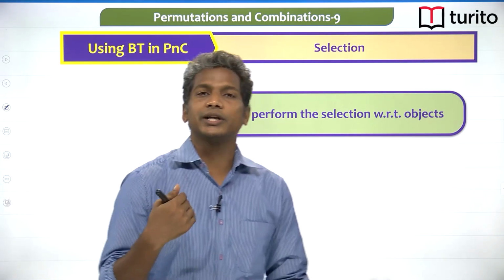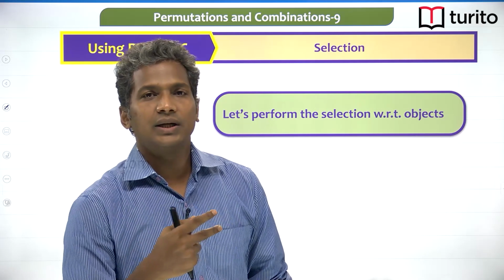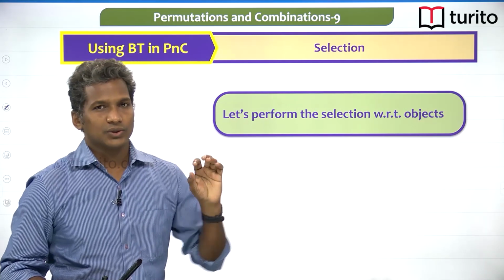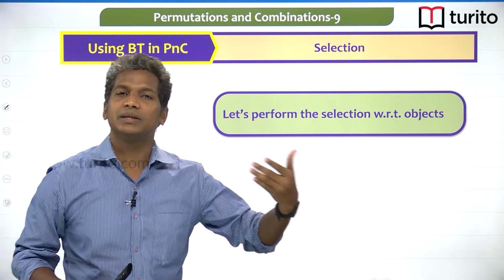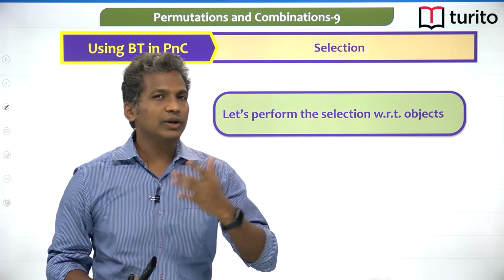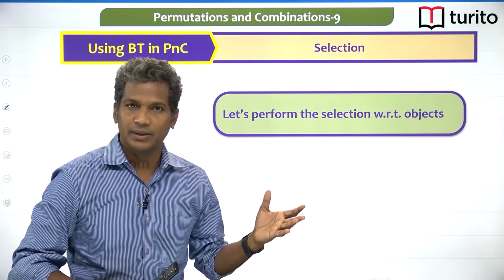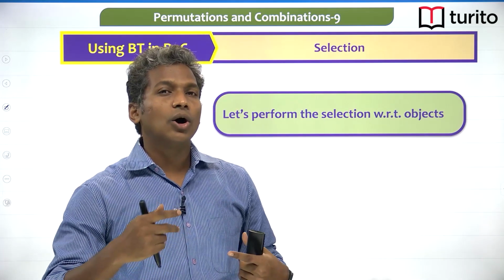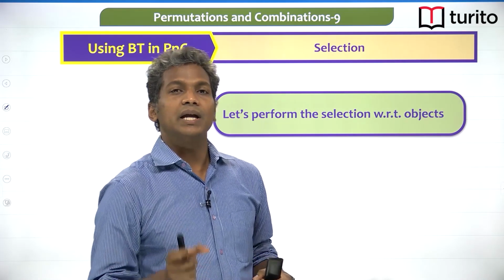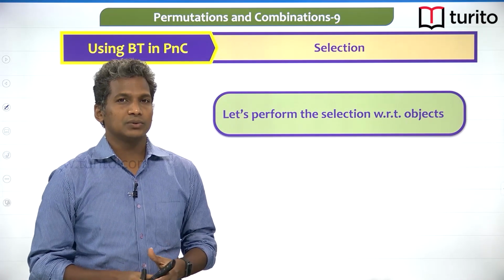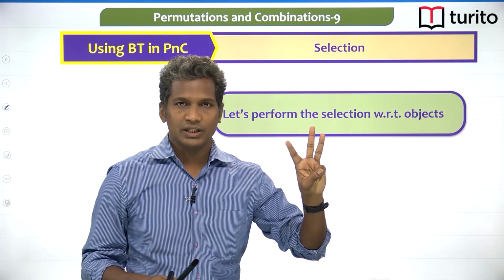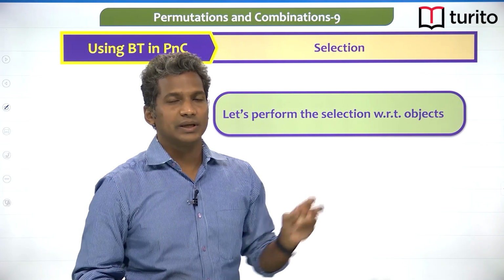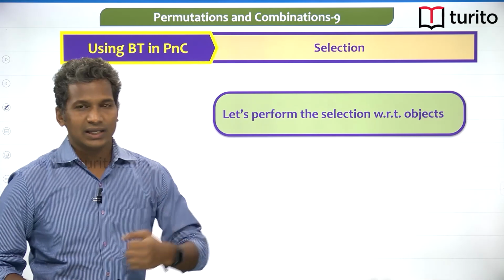First I am going to take you through the process of selection to explain the main idea of this concept. We can call this multinomial theorem in PNC, or binomial theorem in PNC, or generating functions or generating polynomials in permutations and combinations. So there are actually three names to this concept. Okay. So how do we understand it?